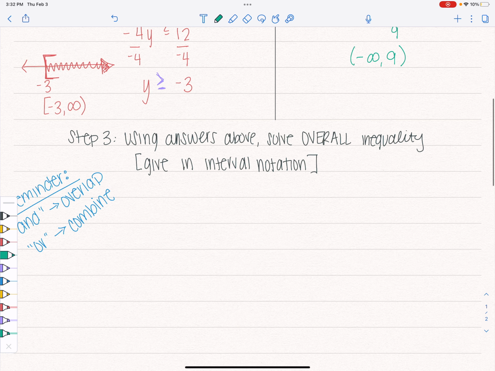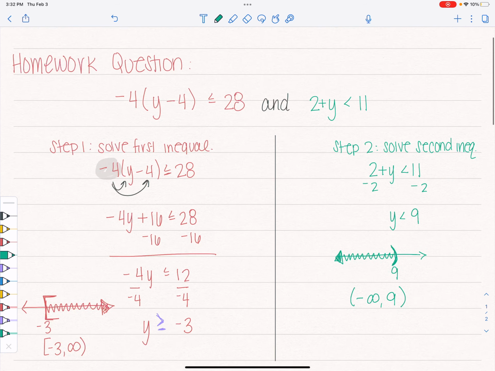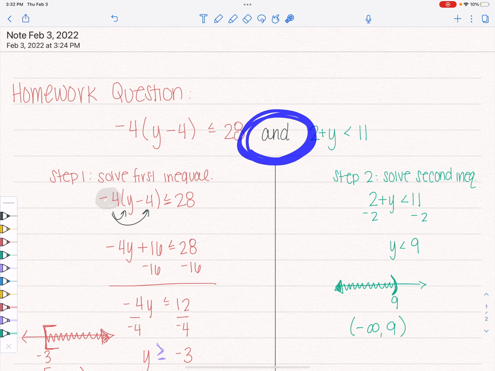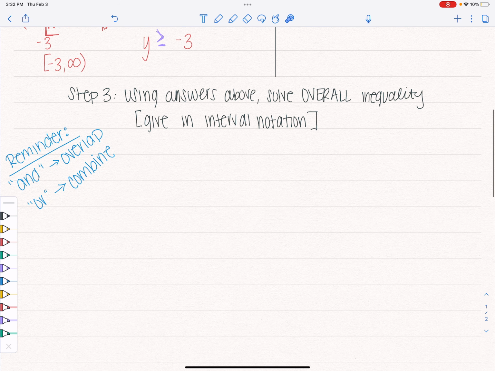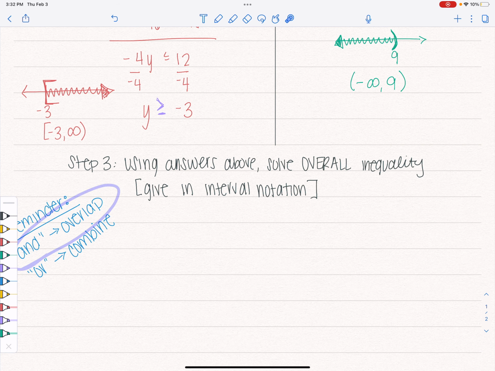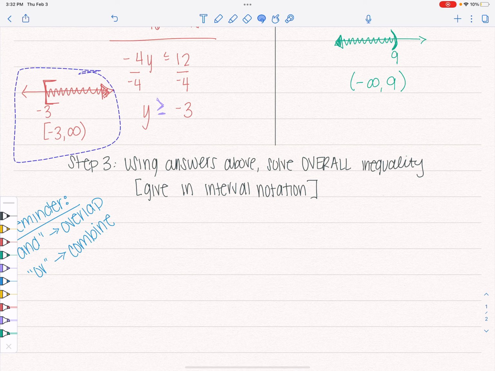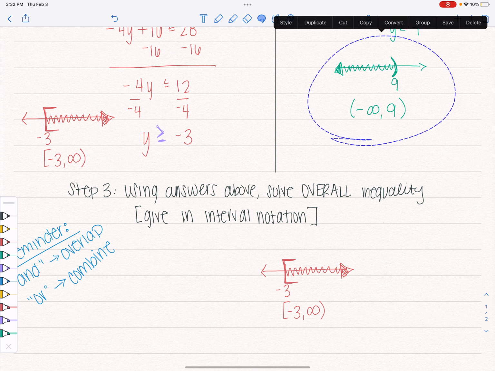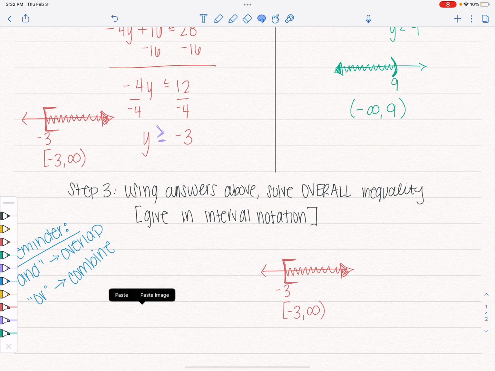Step 3 says, using the answer above, solve the overall inequality, give an interval notation. So going back to my question, it says this inequality and this inequality. So what you're doing for and is you're looking for where do these two graphs overlap. Because for and, both things have to be true. And so I'm going to cut and paste this. So there's my first one. And then I'm going to cut this one. And we're going to actually lay these graphs on top of each other and see where they overlap.